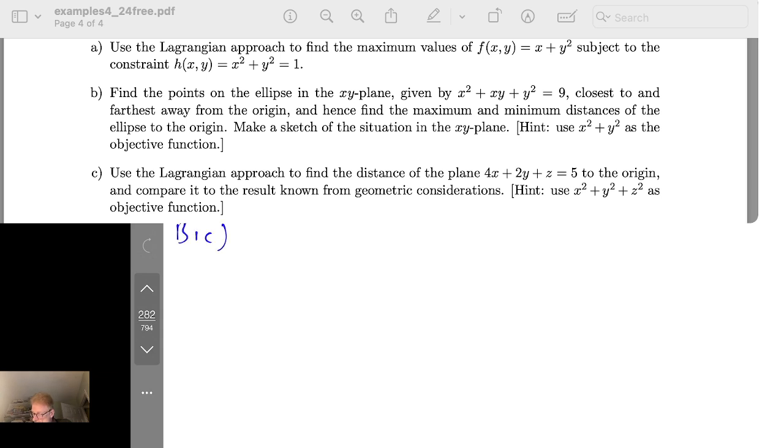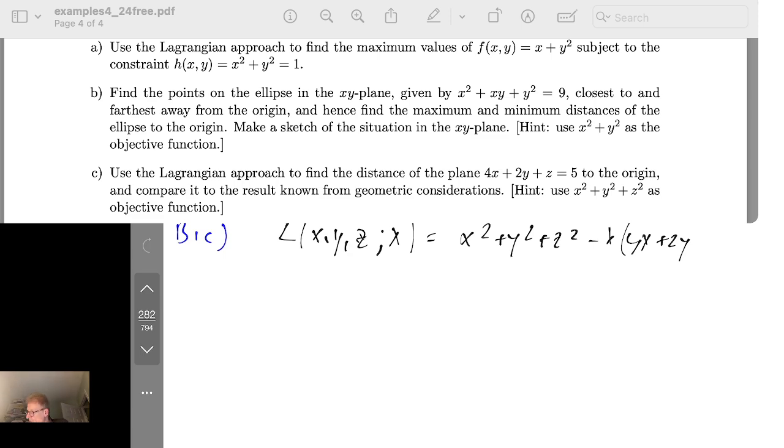B1C is of a similar kind, except that now we have a 3D function, so we need a Lagrangian with x, y, z, and lambda. Then we have a plane, and here we use the objective function, the square of the distance to the origin, and here the plane, so it's 4x plus 2y plus z minus 5 is 0. Now the FOCs here are interesting.